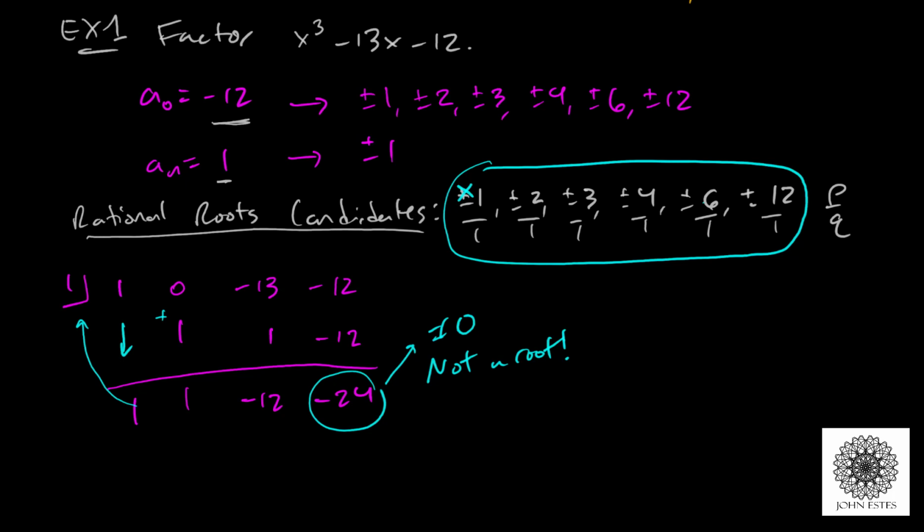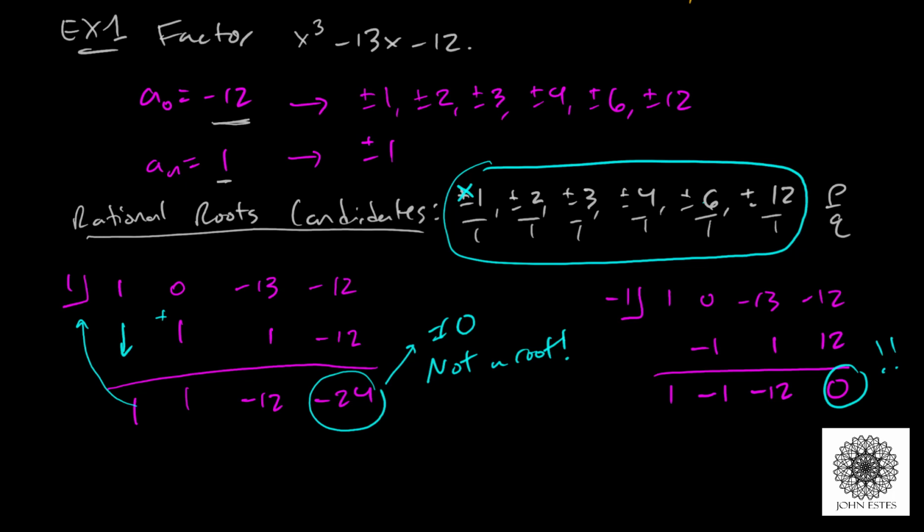Let's try negative 1. So if I do negative 1, we have the same coefficients here. Let's see what we get. So we bring down 1. 1 times negative 1 is negative 1. 0 plus negative 1 is negative 1. Negative 1 times negative 1 is positive 1. So negative 13 plus 1 is a negative 12. Times a negative 1 becomes a positive 12. And look what we got here as a remainder. We got a 0. That's really exciting. So that means that negative 1 is a root.